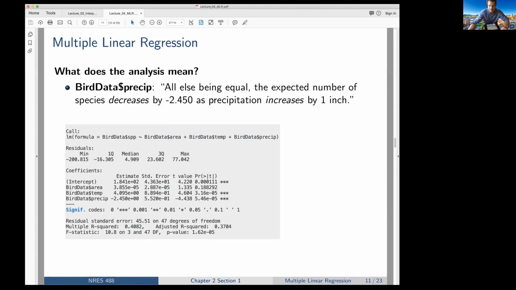And precipitation. All else being equal, the expected number of species decreases by, this shouldn't be in here, because 2 negatives equals a positive, decreases by 2.450 as precipitation increases by 1 inch. So as precipitation is increasing, the number of species are going down.